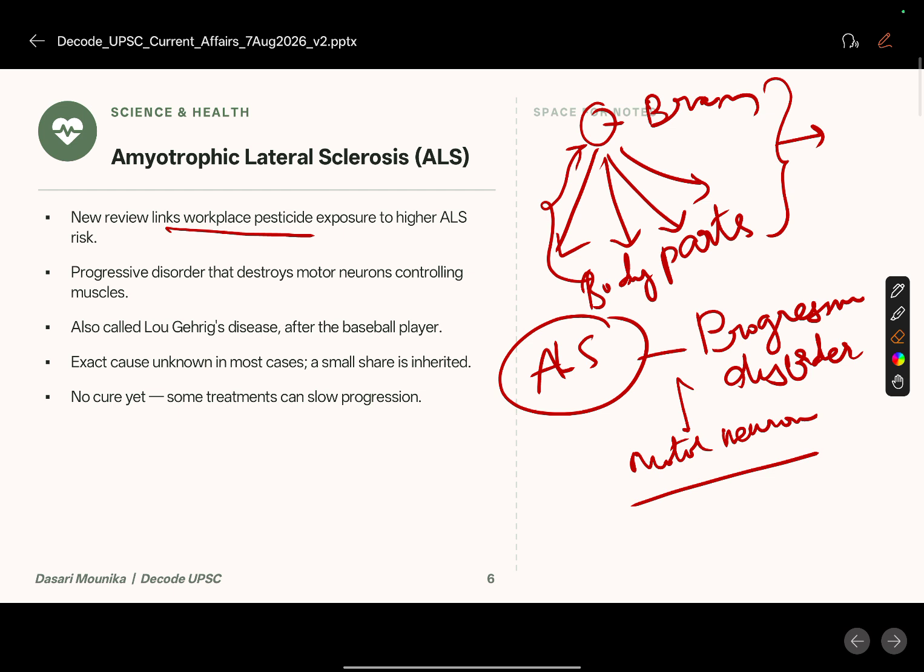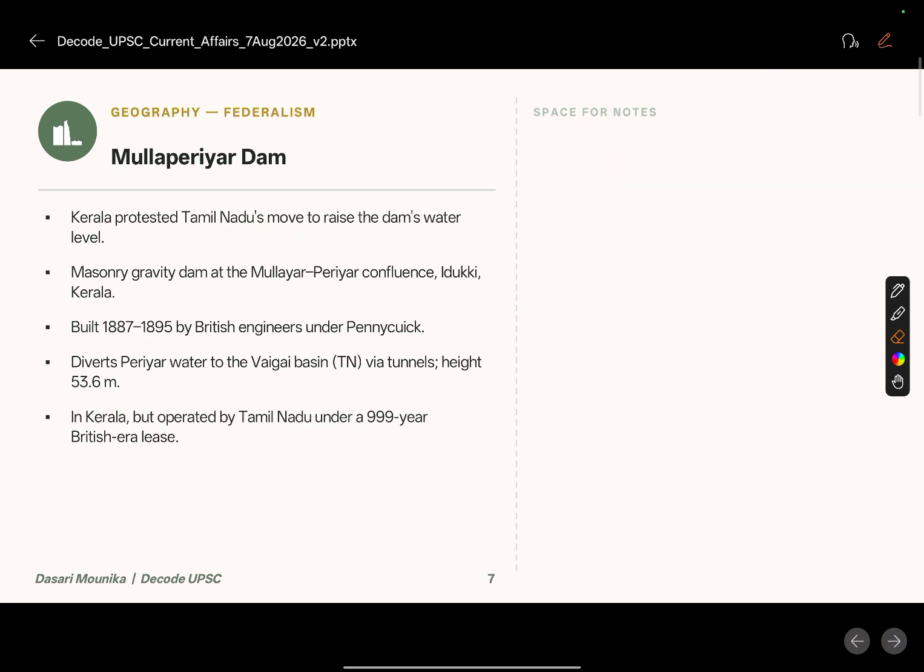So next, moving forward, we have another important dam in the news. One or the other day, there are always dams in the news. The most significant dam in the news is the Mullaperiyar Dam. So let us see why it is in the news and what just happened.